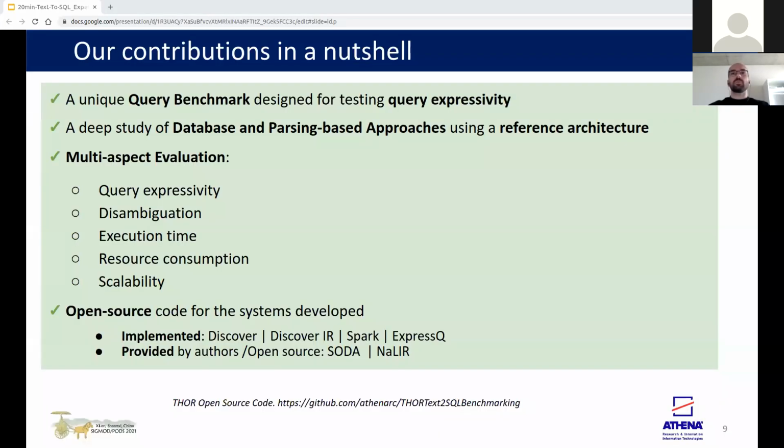For this reason, we introduce a new query benchmark designed for the purpose of testing query expressivity. Through our experiments, we analyzed the query expressivity of each system, their disambiguation process, the efficiency of the systems in regards to the total execution time for each query and the resource consumption, and finally, their potential for scalability.